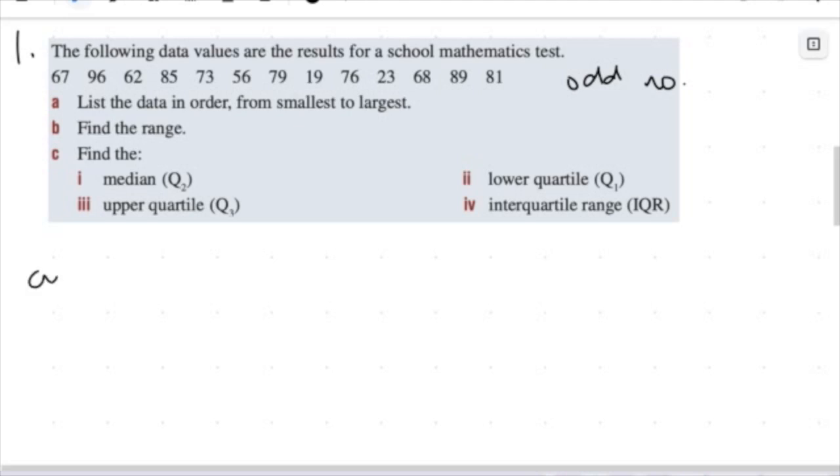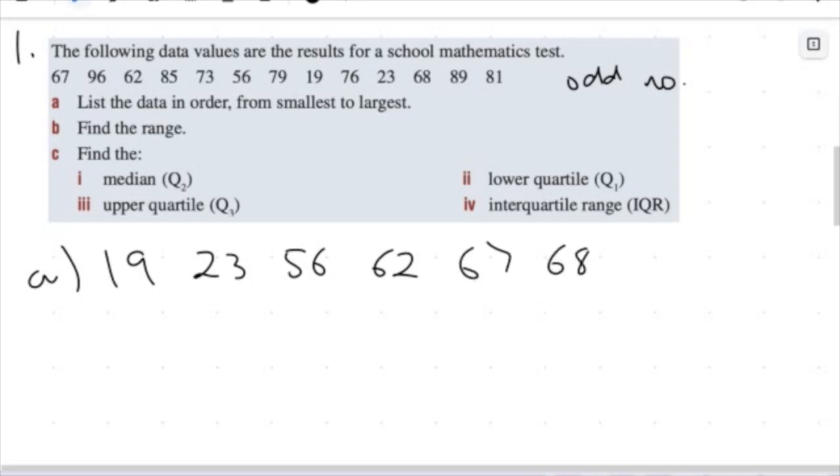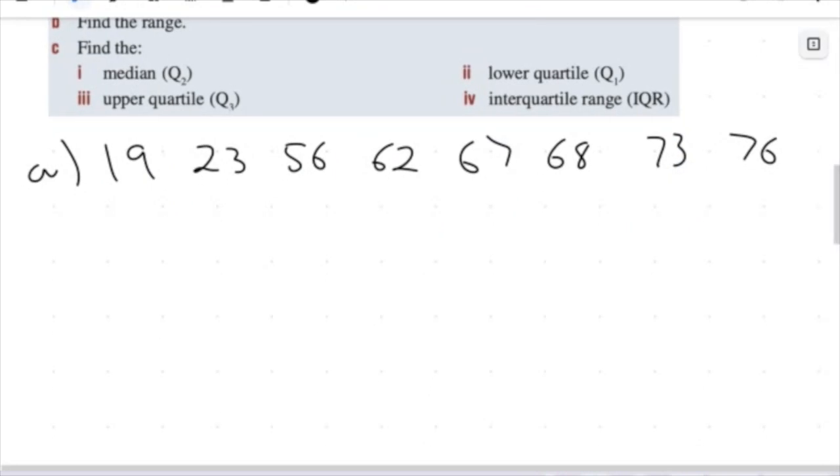So for part A here, all we want to do is list the data in order from smallest to largest. That's what we do anyway when we do this. So I have 19, 23, 56, 62, 67, 68, 73, 76. Should have done these smaller. That's okay.